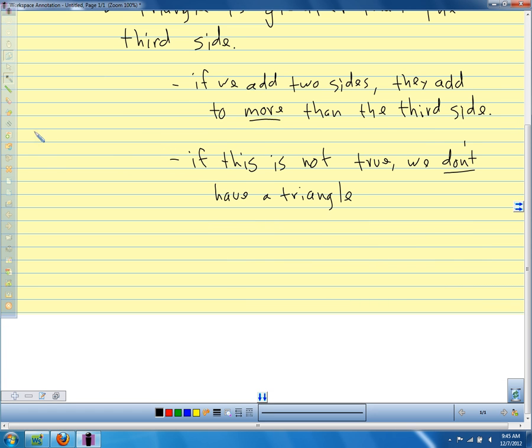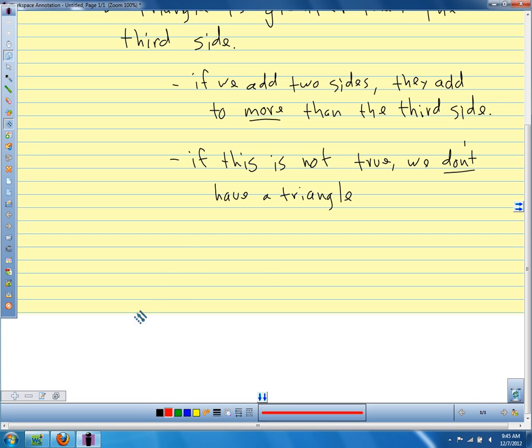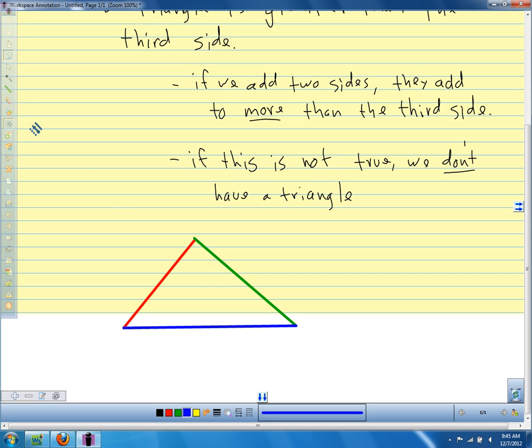And in pictures, I'll draw a triangle and I'll put the sides in different colors. So here's one side, here's the other side, and here's the third side. If I add up any two sides, the red and the blue, that number has to be bigger than the green side. If I add up the green and the blue, it has to be bigger than the red. And if I add up the red and green, it has to be bigger than the blue.